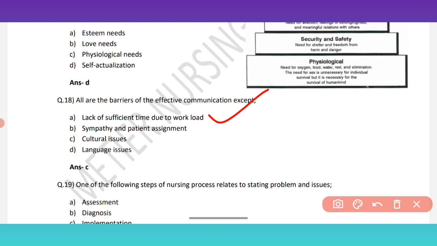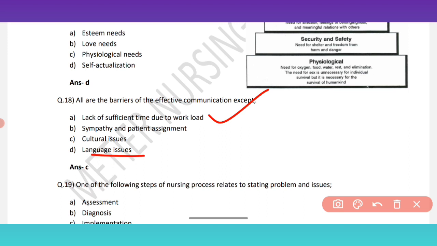Sympathy and patient assignment. If they are assigned improperly, then more patients are assigned to one nurse. So how will the nurse communicate with the patient? It is not at all possible, right? So patient assignment also plays a vital role in lack of communication.